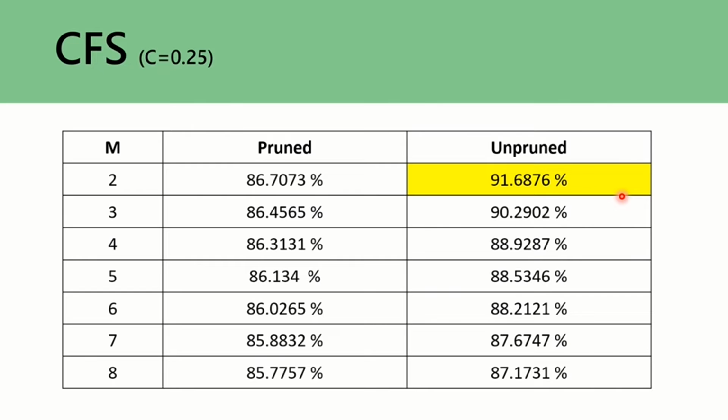In CFS, C is equal to 0.25, and the value of M is from 2 to 8. I use prompt and unprompt way. Then I get the highest accuracy when M equals a certain value in unprompt way.